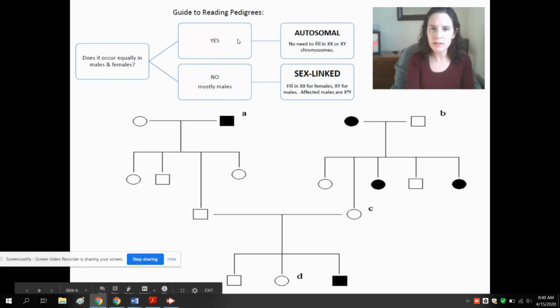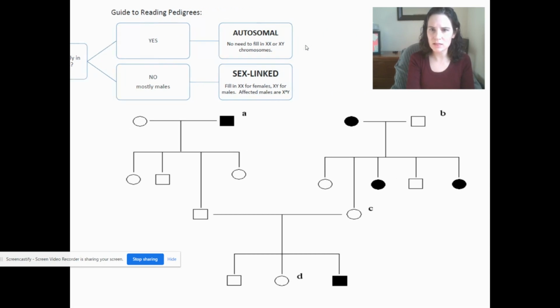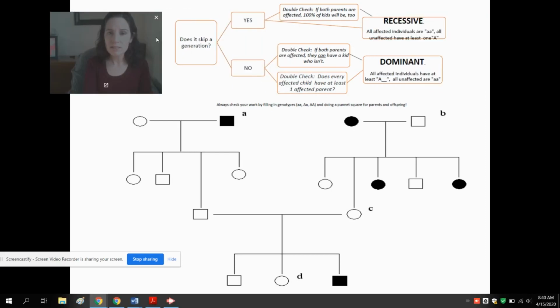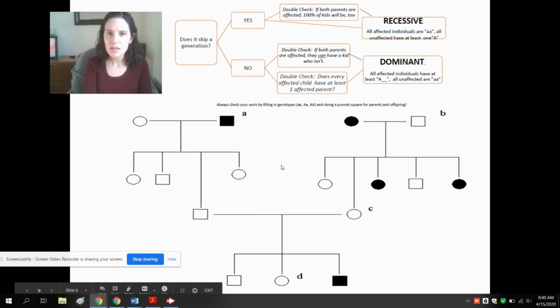Question 1, does it occur equally in males and females? Yep, we've got girls and guys who are getting it, so that tells me it is autosomal. Second question, does it skip a generation? So if you look here, parent doesn't go to their children, parent goes to some of their kids, but not this one. These two parents do not have the trait, but somehow it showed up in their kid. So technically, yes, it does skip a generation.